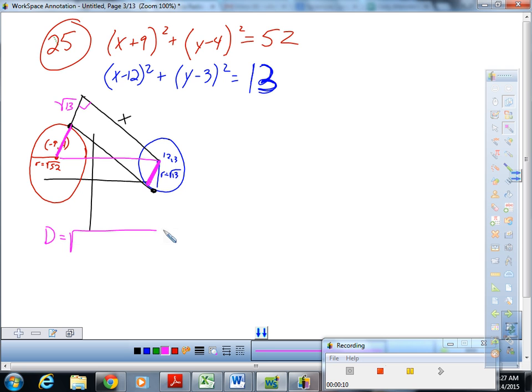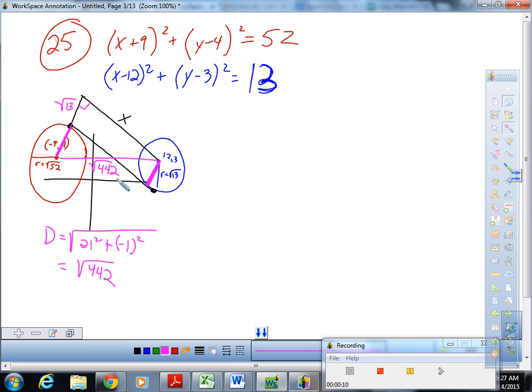So the distance between the centers will be, what was our original? Is that -9, comma 4? I've drawn over it, okay? So 12 minus a -9 is 21 squared, plus 3 minus 4 is -1 squared. So it's the square root of 442. And I'm not going to simplify any of these because they're not answers. So this pink line is radical 442.